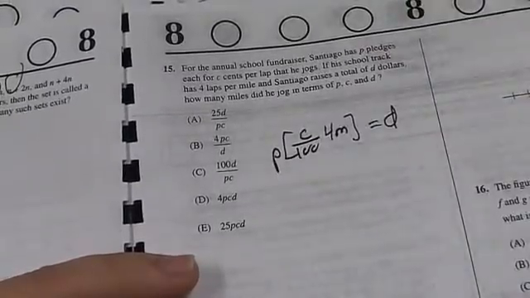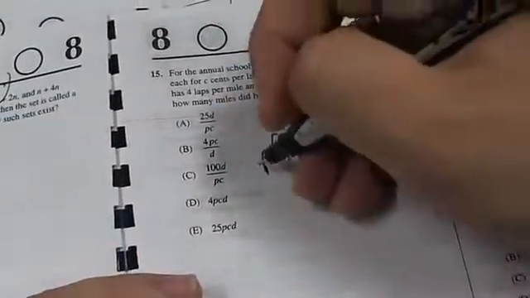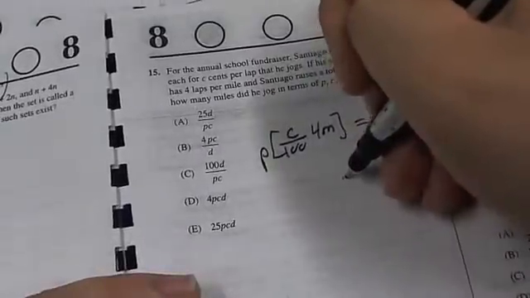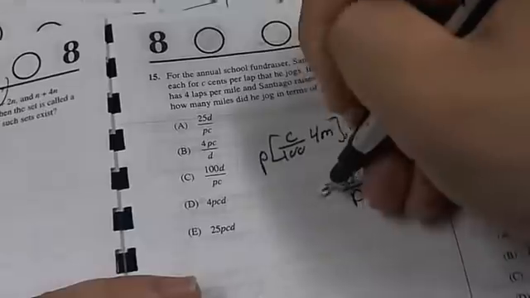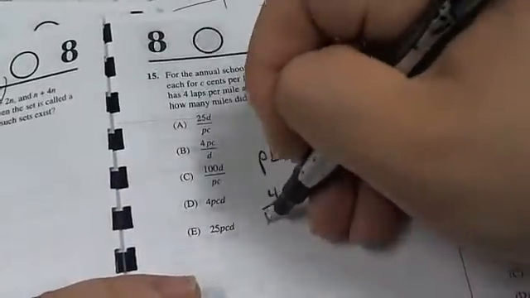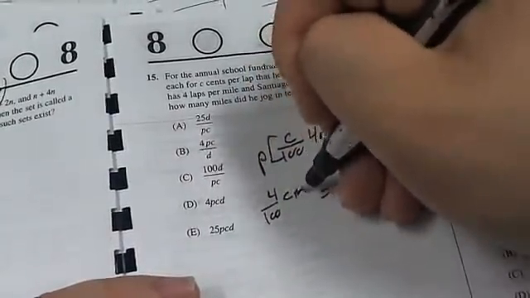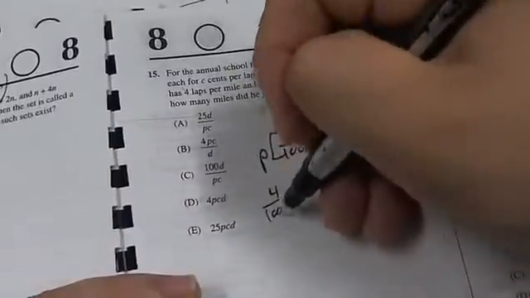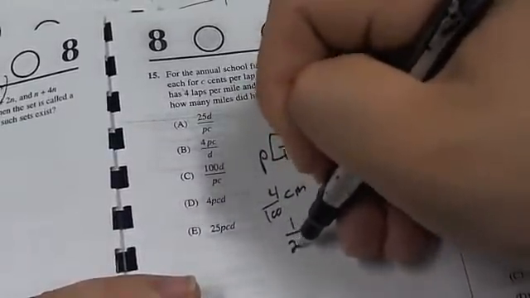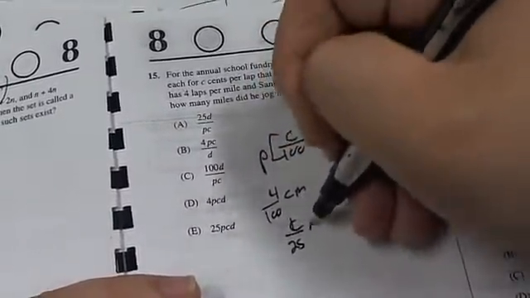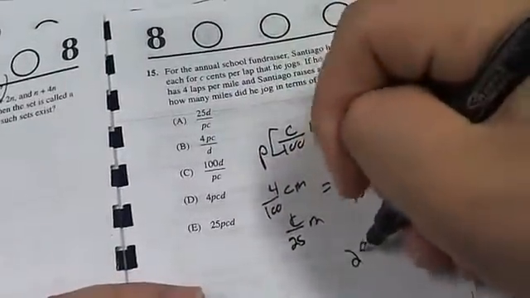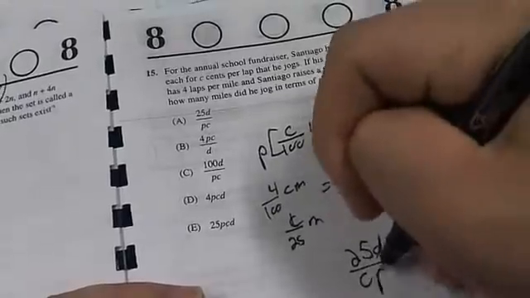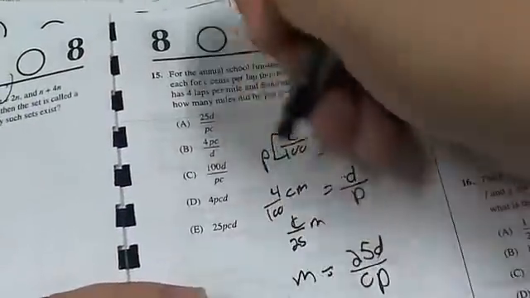Alright, so let's solve for M. Put the P to the other side, you're left with D over P is equal to 4 over 100 C M, that gives you 1/25, or C over 25 M is equal to that. So take this other side, you're left with 25D over CP. So the answer is A.